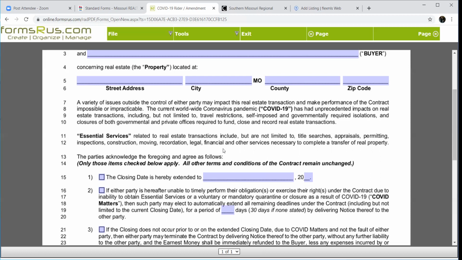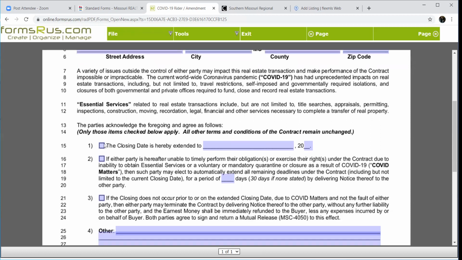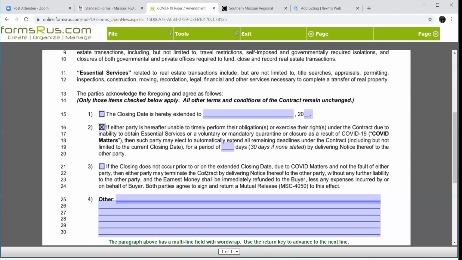Let's suppose that our title company has to close down because they're under quarantine. Well, we can come in here and use this rider because of this, and we can extend the closing date. We can say we can't perform right now due to COVID, and we're going to close this. If it's 30 days or more, then we can wait that long. And if it doesn't occur within that time period, then we're all going to go back to our initial starting point because of COVID.